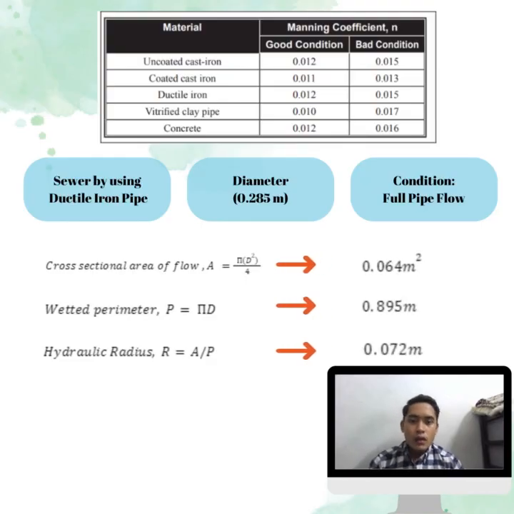For the next step, for this project, we consider that we use a ductile iron pipe with a diameter of 0.285 meter, and we consider that the condition of the flow is full pipe flow. From that, we need to calculate the cross-sectional area, wetted perimeter, and hydraulic radius. For the cross-sectional area, the full pipe flow formula is pi d squared over 4. After we insert the value of diameter, we get 0.064 meter square. For the wetted perimeter, the formula for full pipe flow is pi d, which gives 0.895 meter. And for the hydraulic radius, the formula is area over perimeter. After we insert the value of area divided by perimeter, we get 0.072 meter.